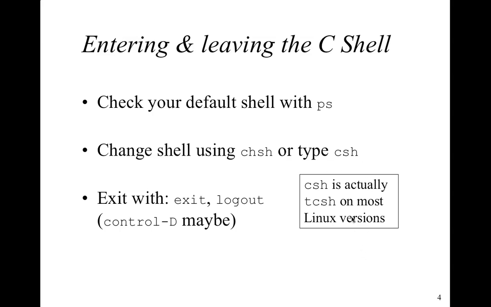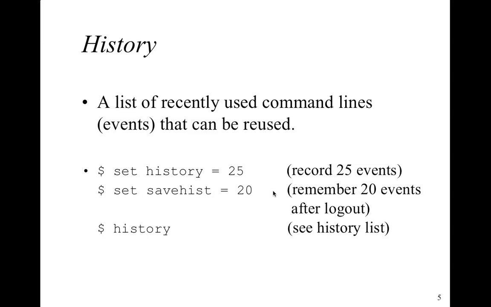C shell is actually TC shell on most Linux systems. So the C shell that I'm referring to here might actually be a TC shell, which is a smaller, slightly different version, a more upgraded C shell on some systems. You can exit by typing in exit, logout, or Control D, maybe. It depends on the implementation and on the system that you're on.